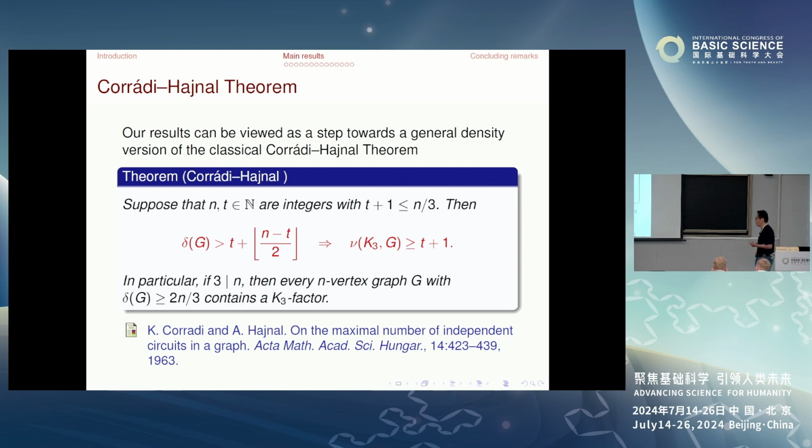I think that one of the motivations for these problems is the Hajnal problem. Hajnal's theorem tells us that if the minimum degree of the graph is at least this one, then we can find t+1 vertex-disjoint triangles. Especially when the minimum degree is at least 2n/3, the graph contains a triangle factor. We mean that the vertex set of G can be partitioned into the vertex sets of triangles.